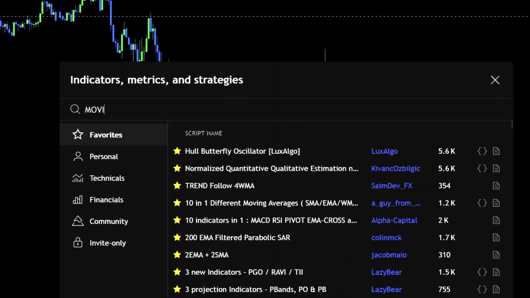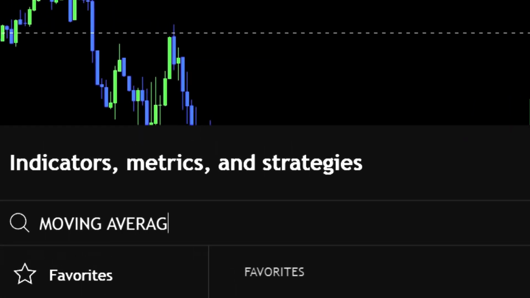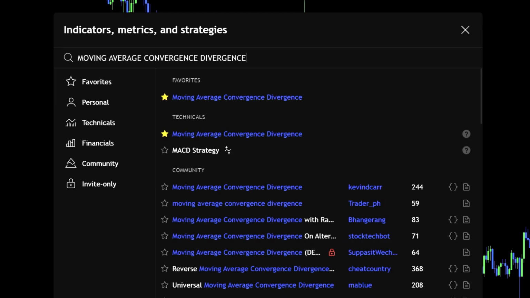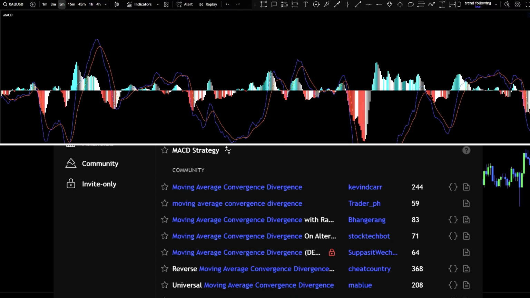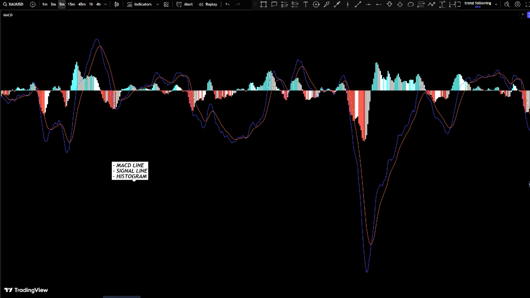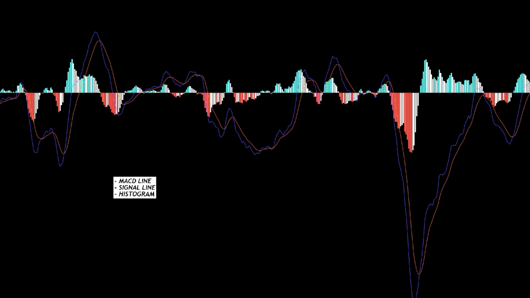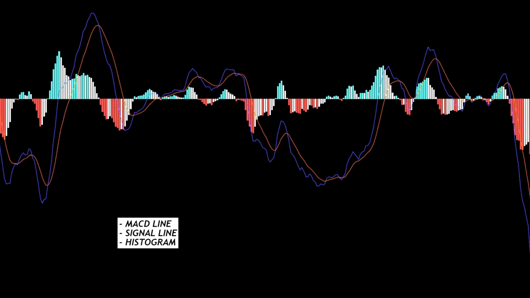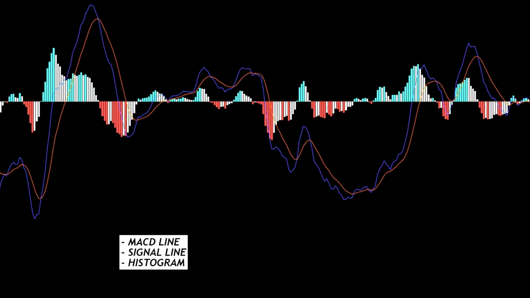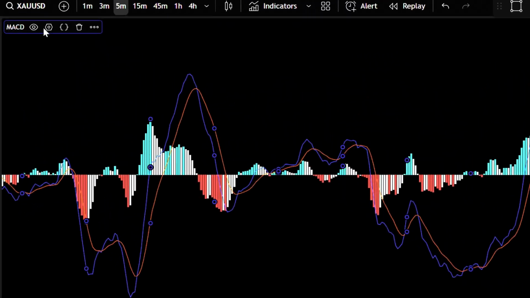Let me explain. First, head back to the indicators tab again, and this time search for moving average convergence divergence. From the results, just click on it to add it to your chart. Now the MACD indicator normally has a MACD line, a signal line, and a histogram based on two moving averages. But here's the point, we're not gonna use the MACD as a signal generator here. So we actually want to get rid of those lines. The histogram is what we need.